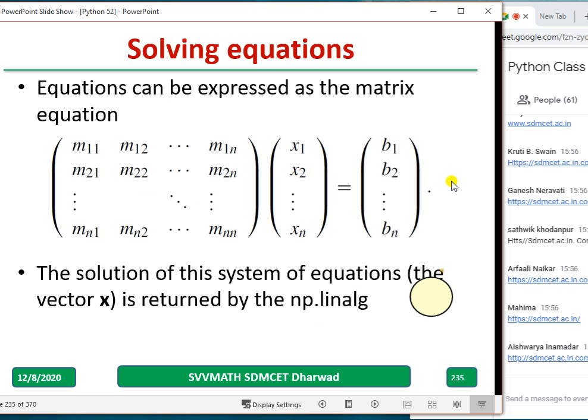Equation can be expressed as a matrix. All of you know this. The solution of this system of equations is written by np.linalg. Just copy down this and we'll see a small program, a small real-time example, so that one can understand when to use this, how to solve the linear equations and which function is there. With a small example, small program, we'll have a discussion.